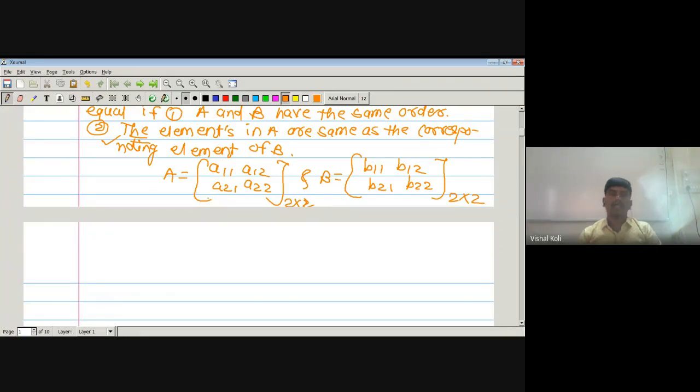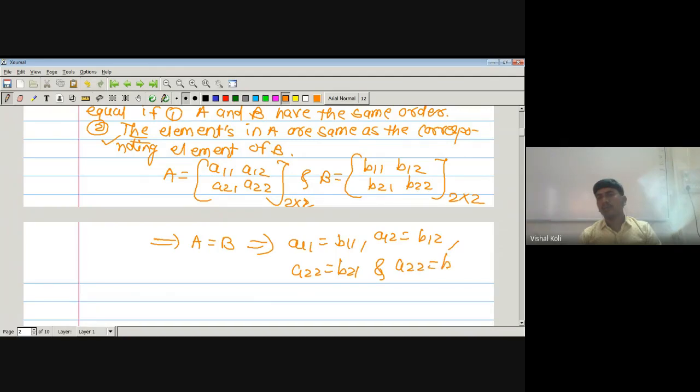of B. That is, if A equal to B, then it must imply that A11 is equal to B11, A12 is equal to B12, A21 is equal to B21, and A22 is equal to B22. Then only we say that the corresponding matrices A and B are equal. Otherwise, it is not possible.